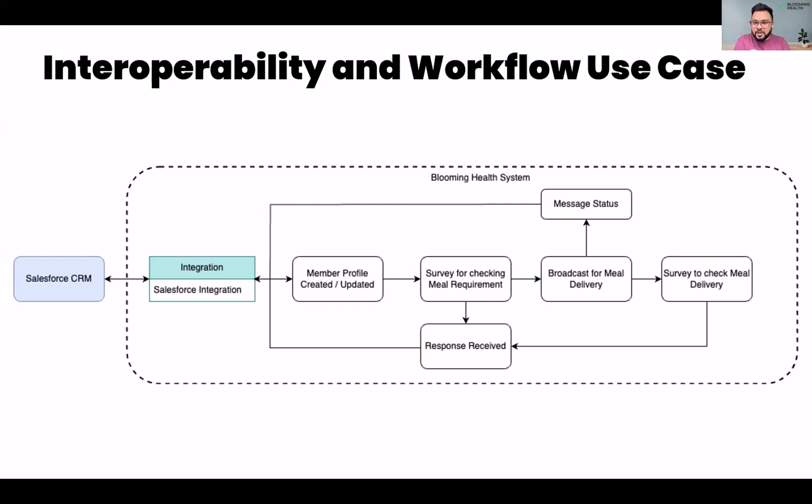Now, what this also allows them to do is create a segment of an audience within Salesforce, where they could add a particular field and call it a particular user segment, which is then utilized by Blooming Health. Whenever a particular user gets added to this audience segment, we automatically send them a survey to check if they require a meal whenever the next delivery is scheduled. As soon as this member responds, the survey's results are sent back to the Salesforce system using the Salesforce integration.